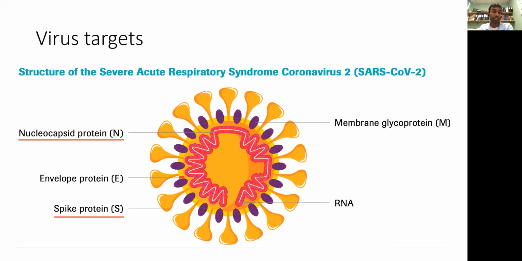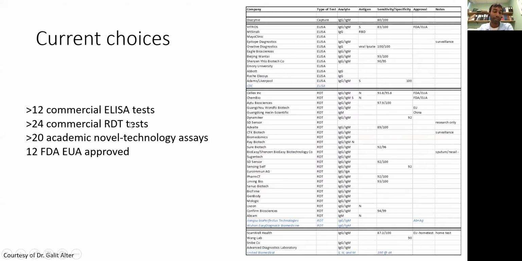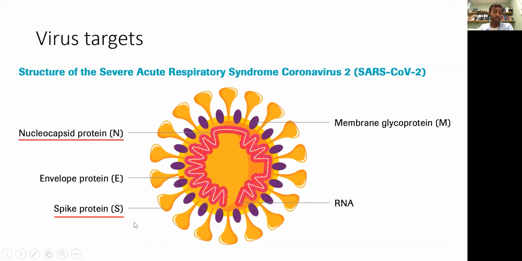And so what targets are these tests actually looking for? This is just a quick schematic of the virion for SARS-CoV-2. This has been shown before, but to go over quickly, the two immunogens, which are the proteins which humans mount an antibody response to, are the nucleocapsid proteins shown here, labeled as N, and the spike protein shown here, which is what gives coronavirus its name.